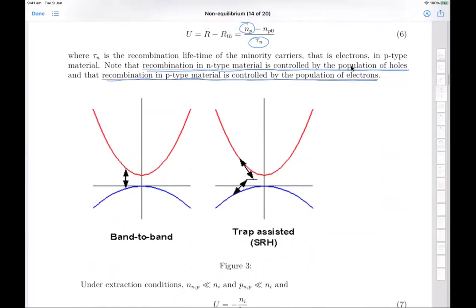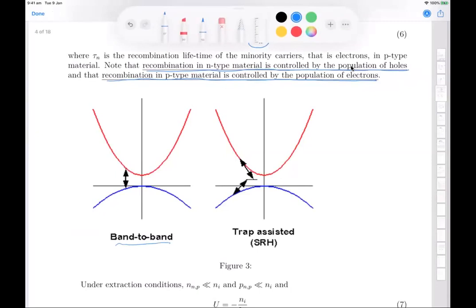Now, there are a number of ways that free carriers can be generated or recombined. There's what's called band-to-band generation and recombination, where an electron somewhere in the valence band can go up into the conduction band and leave behind a hole and generate an electron in the conduction band.